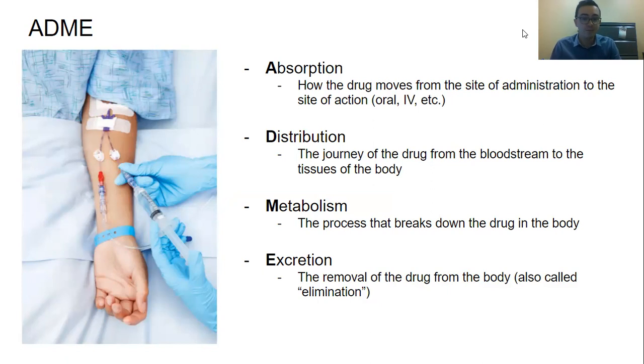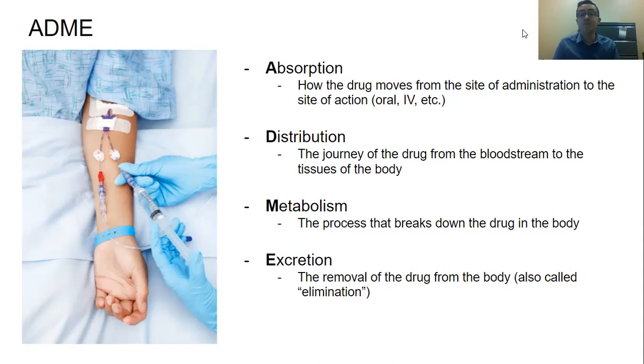Metabolism is our next step. That's the M in ADME. And it's the process that breaks down the drug in the body. So this is going to be the most important process that we talk about in terms of drug interactions. And then lastly, we have excretion, sometimes also known as elimination.